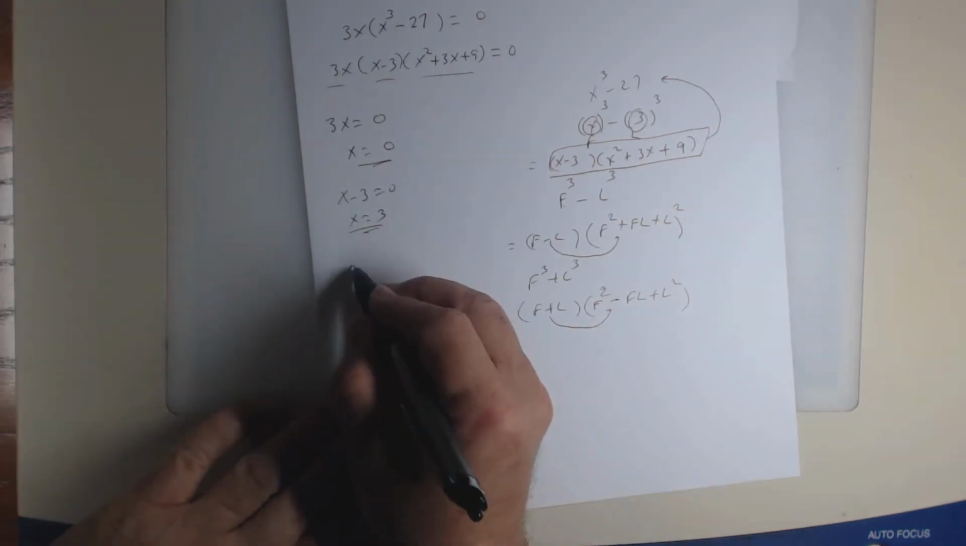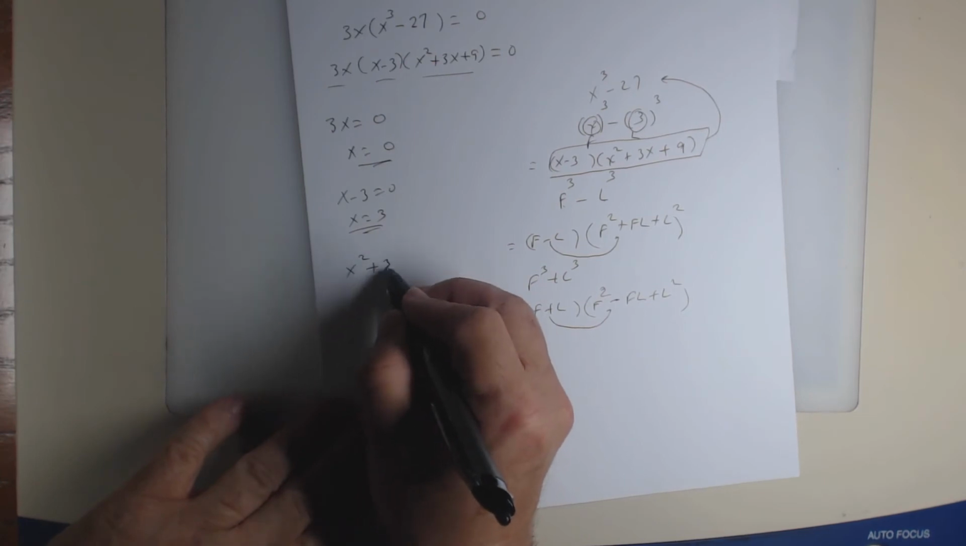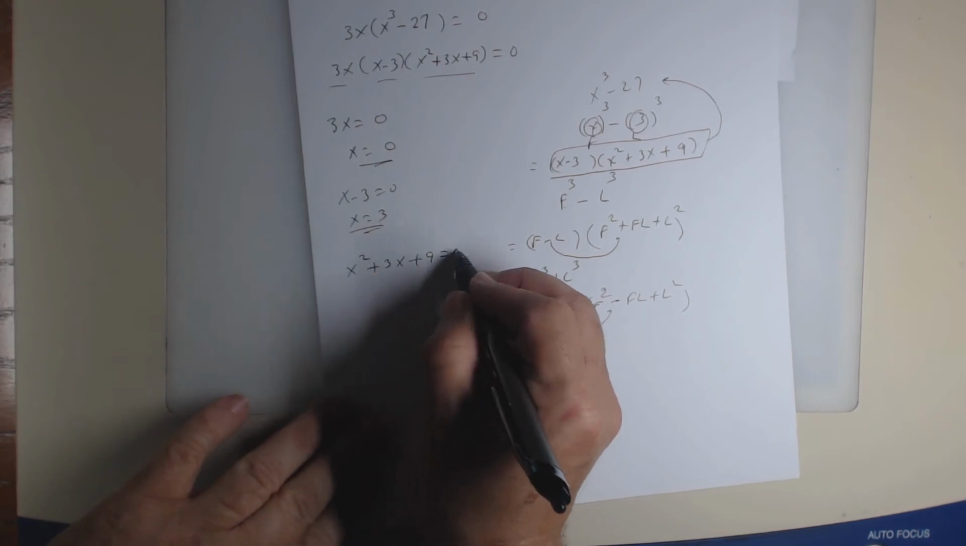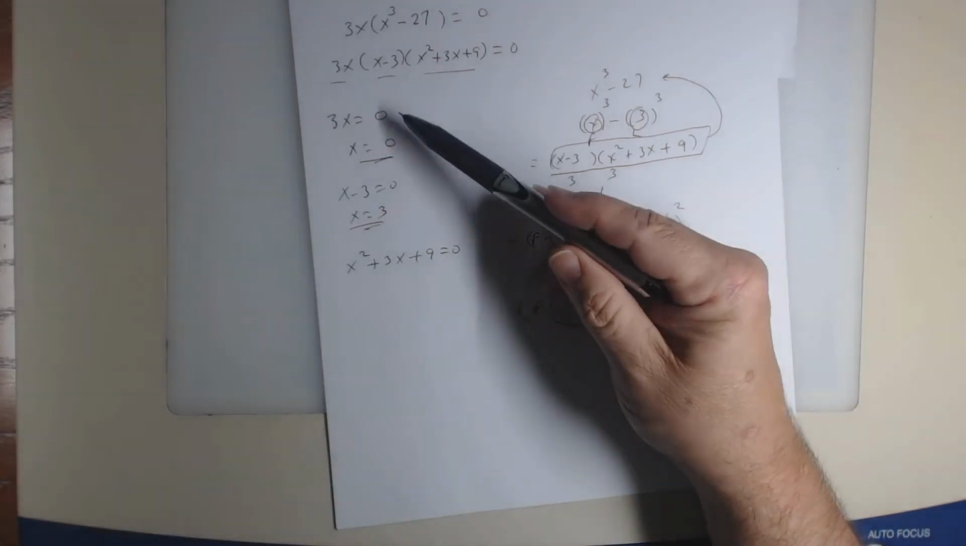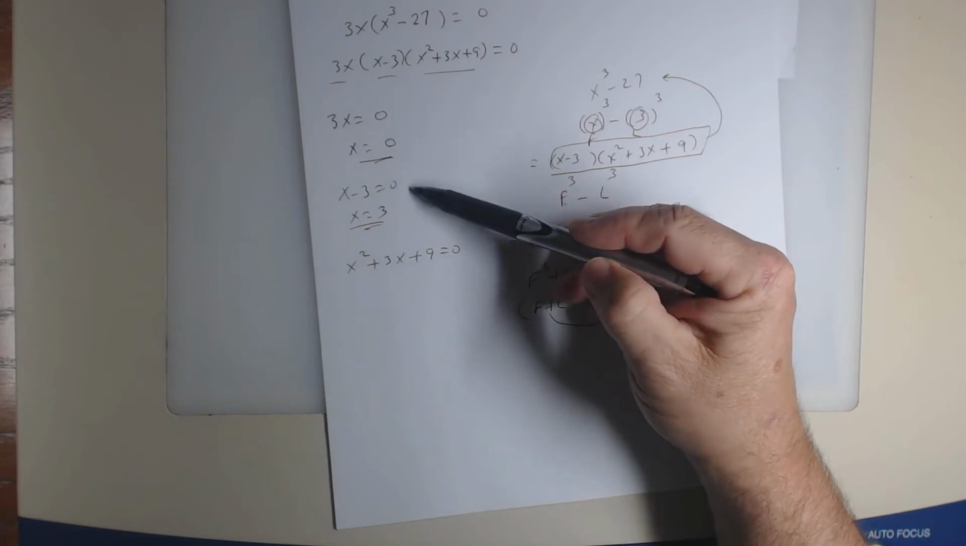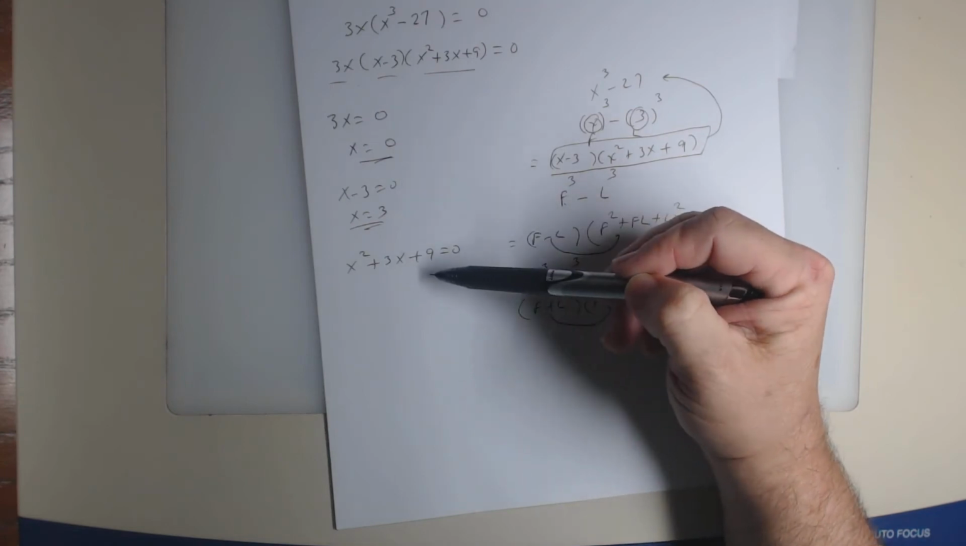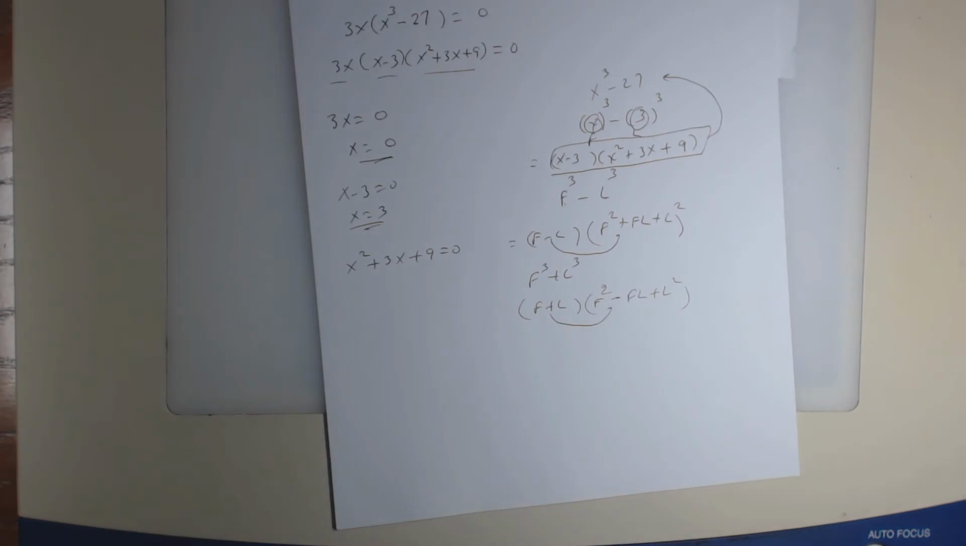What's the next one? X squared plus 3x plus 9 equals 0. Now notice, this was linear. This was linear. This is what? Quadratic. So how do I solve that then? I know I can't factor. Factoring is not going to work. Quadratic formula. So now you're going to use the quadratic formula.